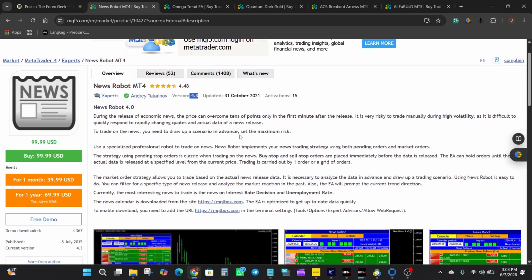Looking through the product description, this EA is designed specifically for news trading. The developer highlights the challenges of manually trading during major economic releases, where price can move dozens of points within the first minute after a news announcement. Now, because of the speed and volatility involved, the goal of this robot is to help automate the execution of a pre-planned news trading strategy.